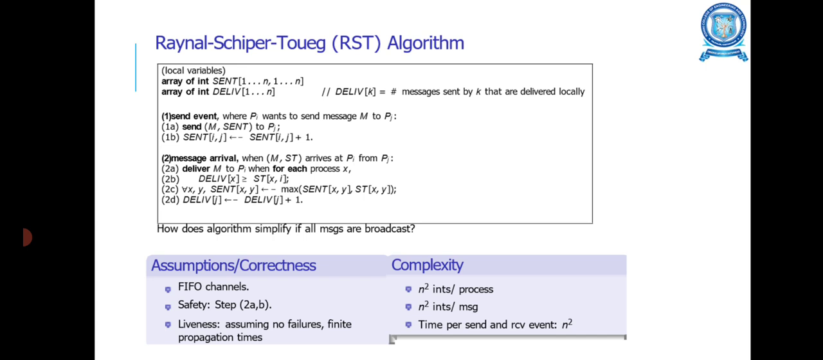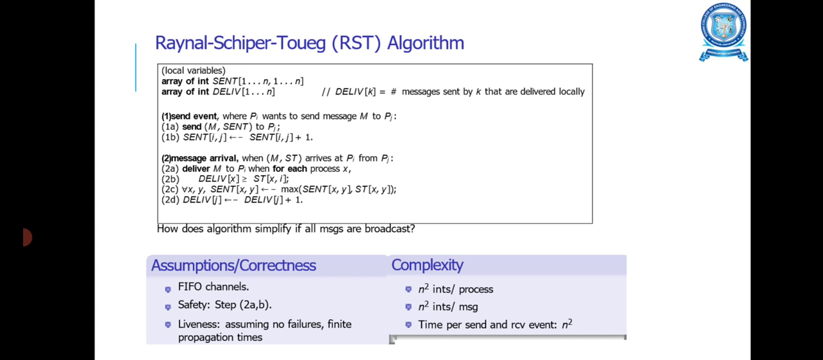Then first the send event: when Pi wants to send message M to the particular Pj, that means process Pi wants to send the message to the process Pj. Then the first step is the send of M comma send to Pj. If the send of i comma j occurs before the send of i comma j plus 1, then the next one is the message arrival step.